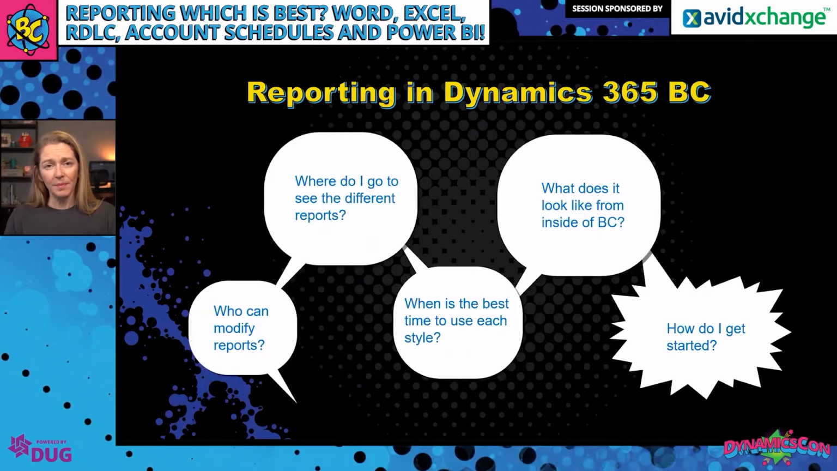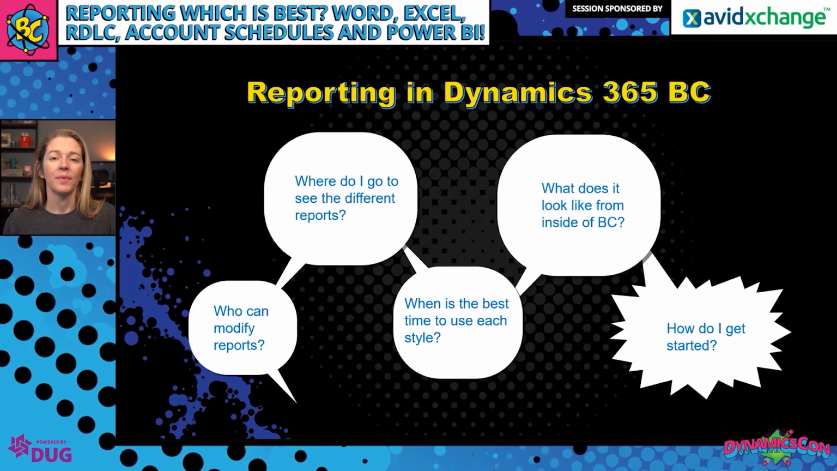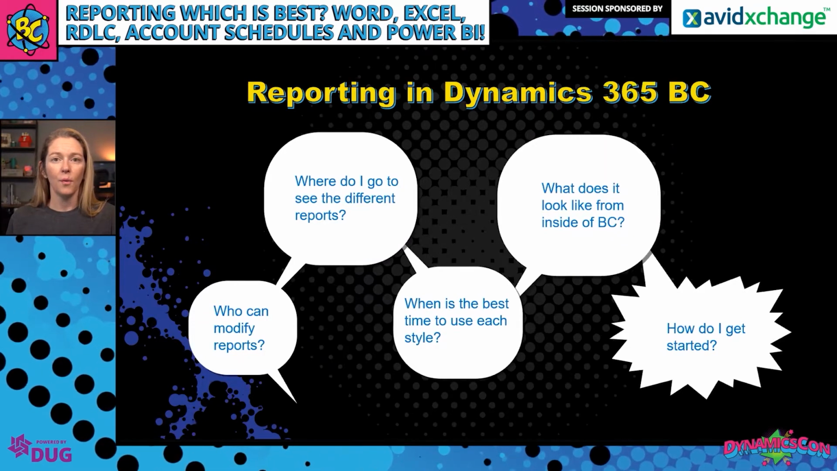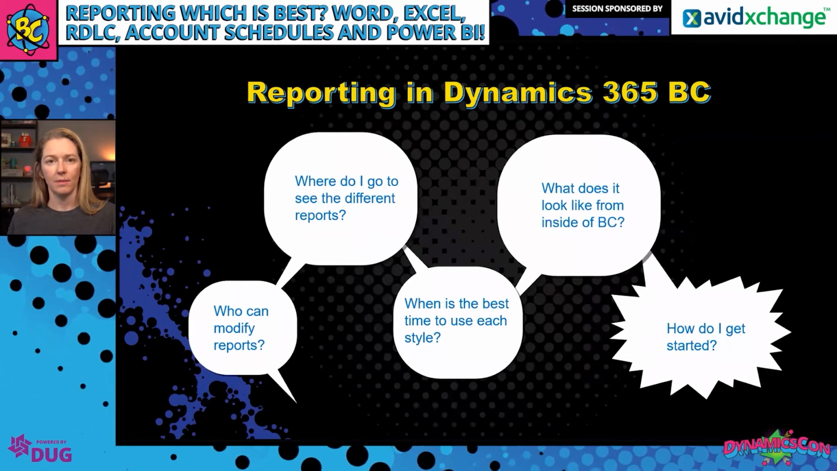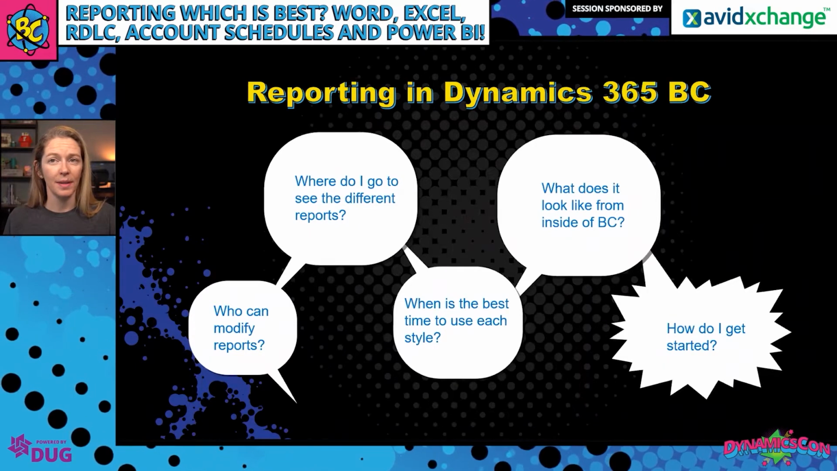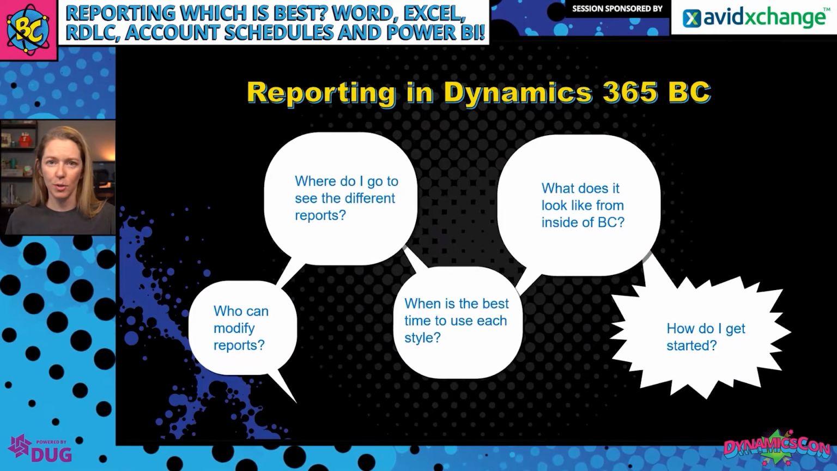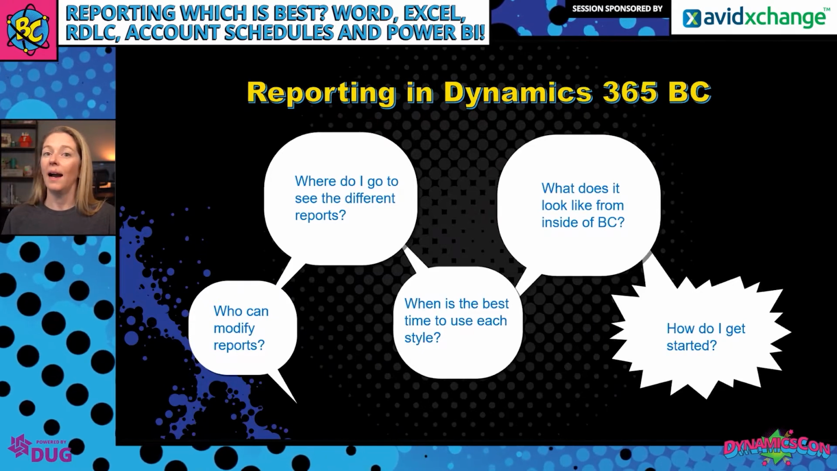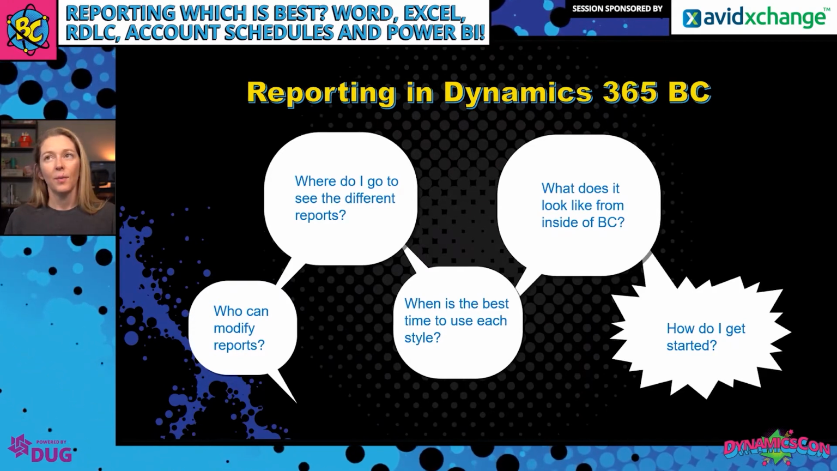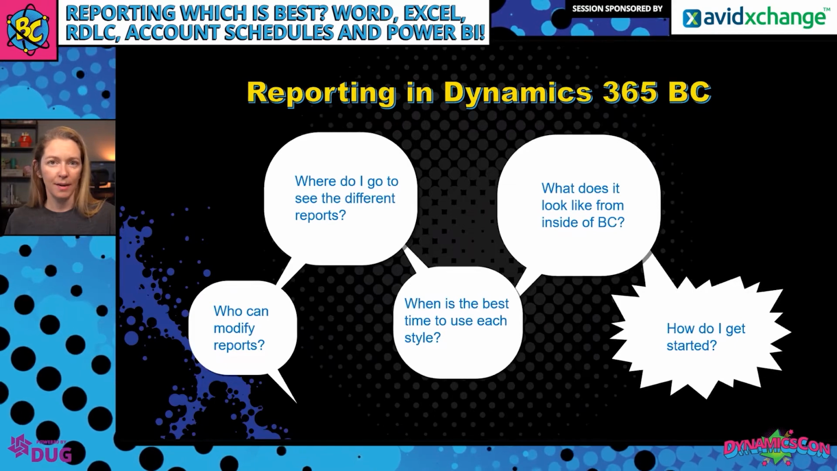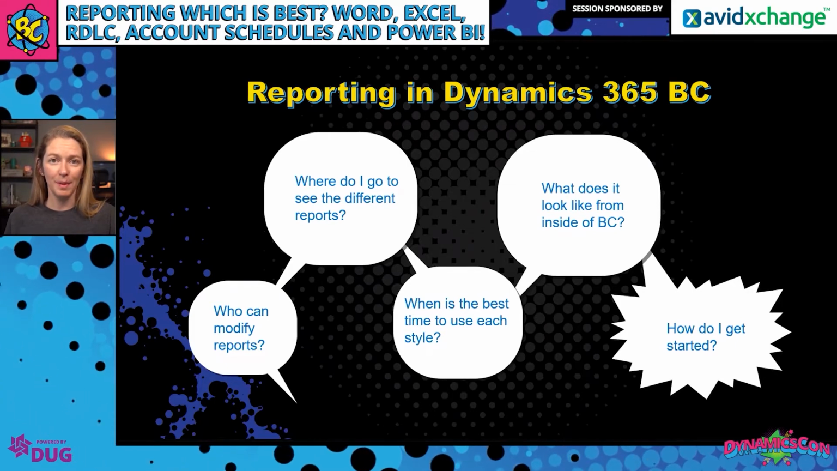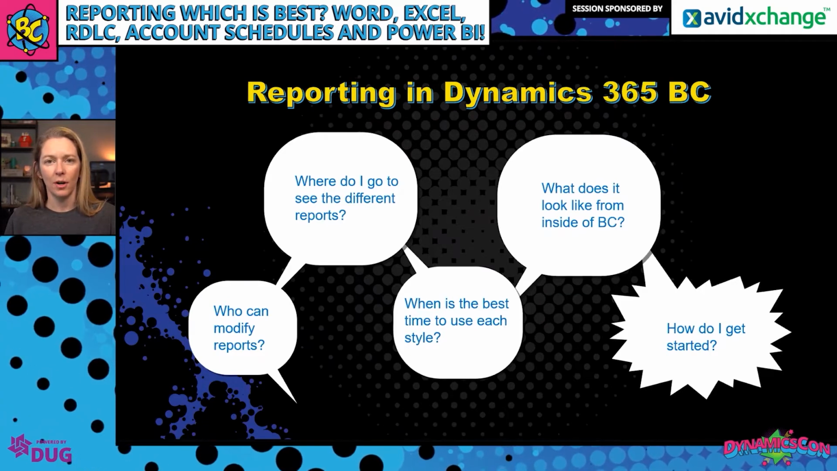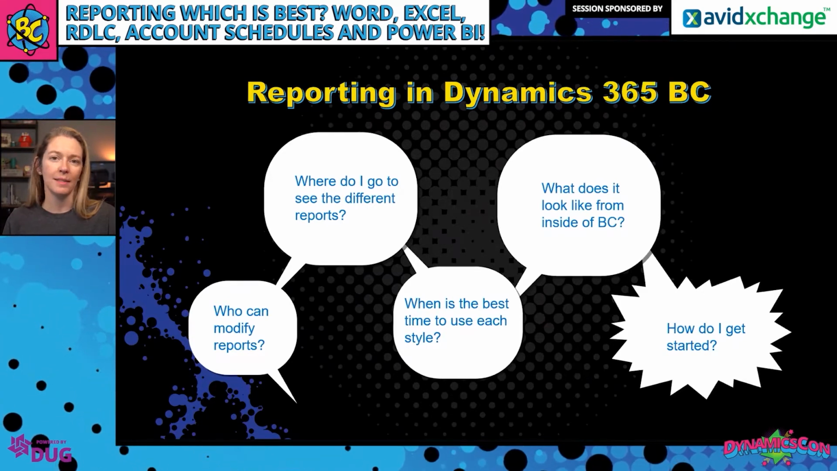So for reporting in Business Central, there are a lot of different things that you can do. Where do I go to see the different reports? Who can modify the reports? And when is the best time to use each style? That's what I'll go through, when I use them. Then, what do they look like from inside of BC when I actually find them? And how do I get started on modifying some of those reports?